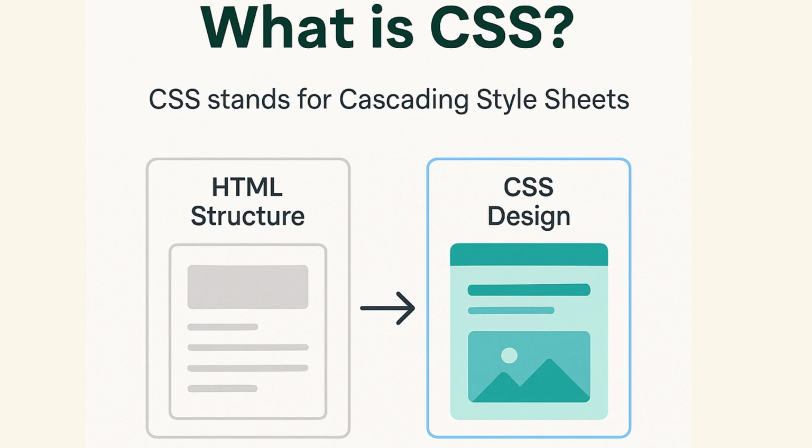What is CSS? CSS stands for Cascading Style Sheets. While HTML gives a web page structure like headings, paragraphs, and images, CSS is what controls how that content looks. It styles the colors, fonts, layout, spacing, animations, basically everything visual. Think of HTML as a skeleton and CSS as the clothes, makeup, and overall styling that make the web page visually appealing.